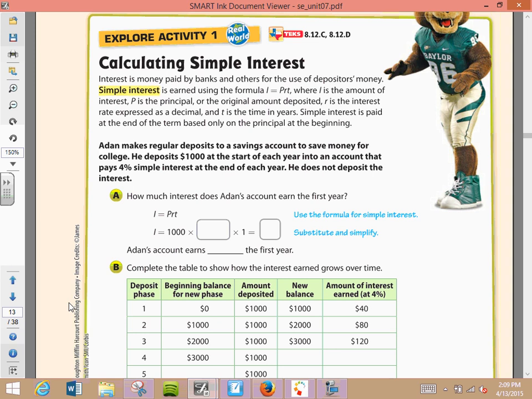Okay. So we're going to fill out this table. Basically, the formula is the interest that you're paying is going to be the principal times the rate times the term. What is the principal in any situation? What does the word principal mean in this situation?